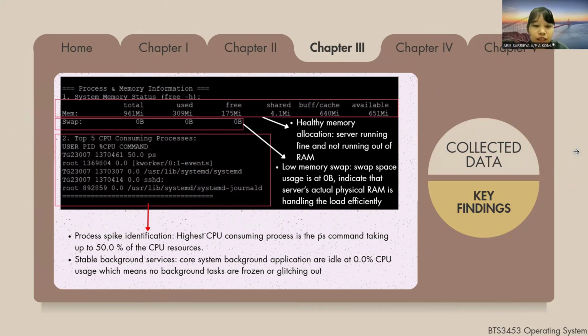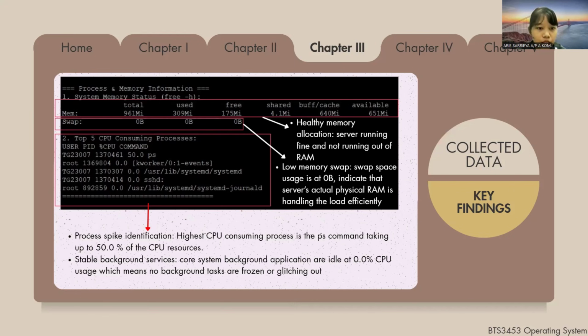Okay, now for key findings, we can see here that we have healthy memory allocation, where the server is running fine and not running out of RAM at the first box selected. And the second box selected is for low memory swap, which means the swap space usage is at 0 bytes. It indicates that the server's actual physical RAM is handling the load efficiently.